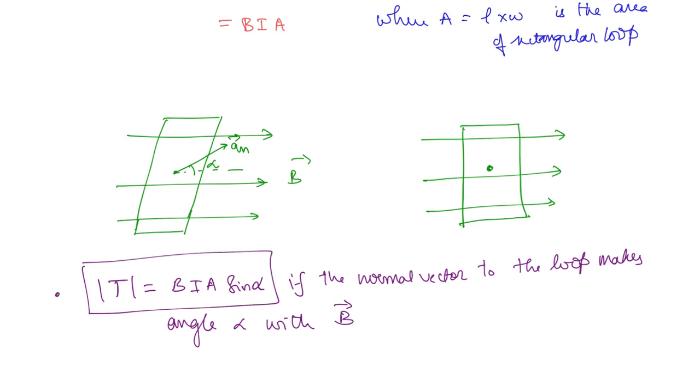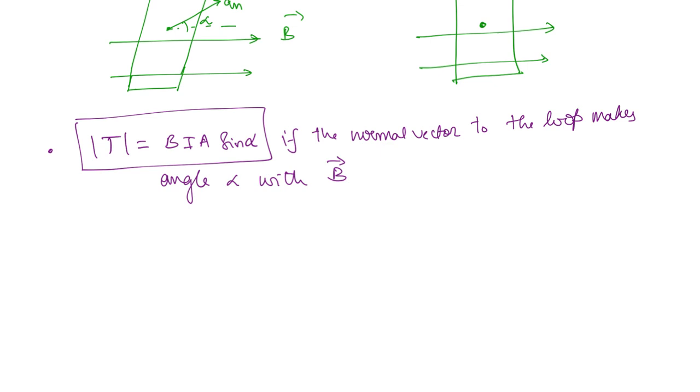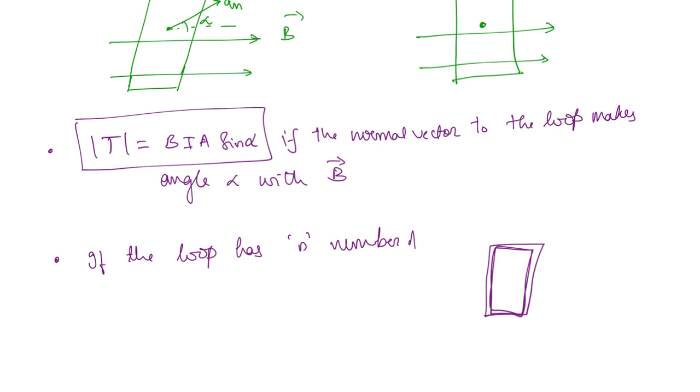This is one point. Now let us say the loop is having n number of turns, something like this. Okay, so there are n number of turns. Then what will be the torque? If the loop has n number of turns, then you can take it like on each turn this much torque is acting. So on n turns, n times this torque will be acting on it. Okay. So in this case, magnitude of torque is equal to BINA sine alpha.